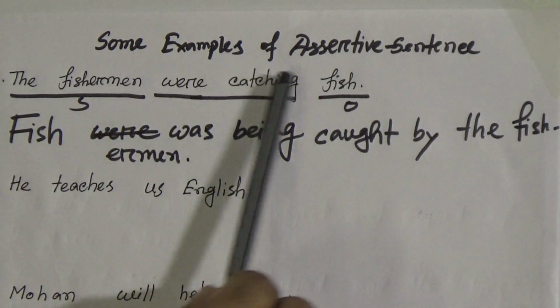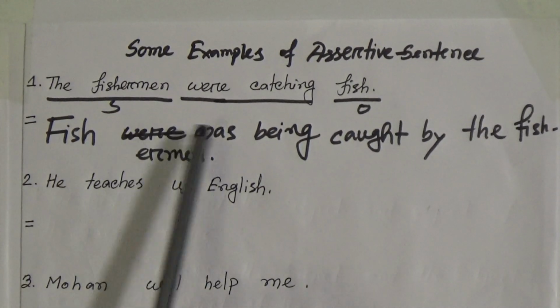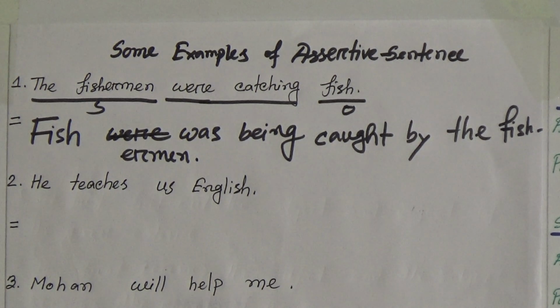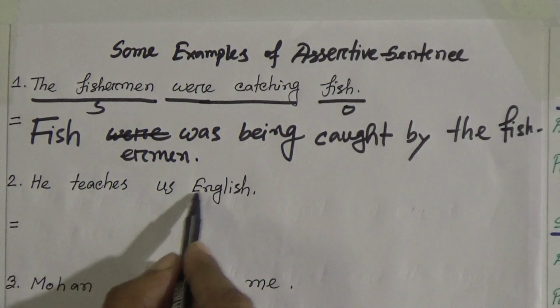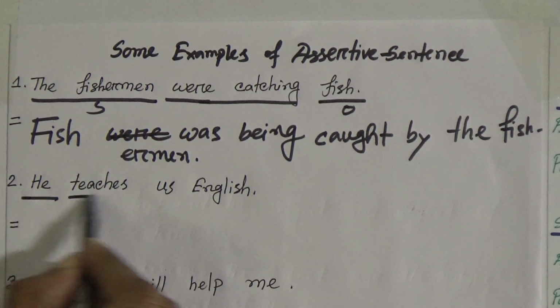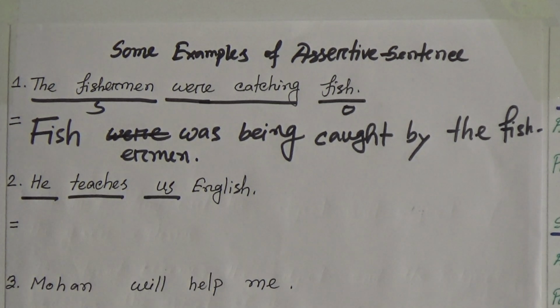So the fishermen were catching fish will be converted into fish was being caught by the fishermen. Second sentence, he teaches us English. Here he is the subject, teaches is the verb, and us is the object.